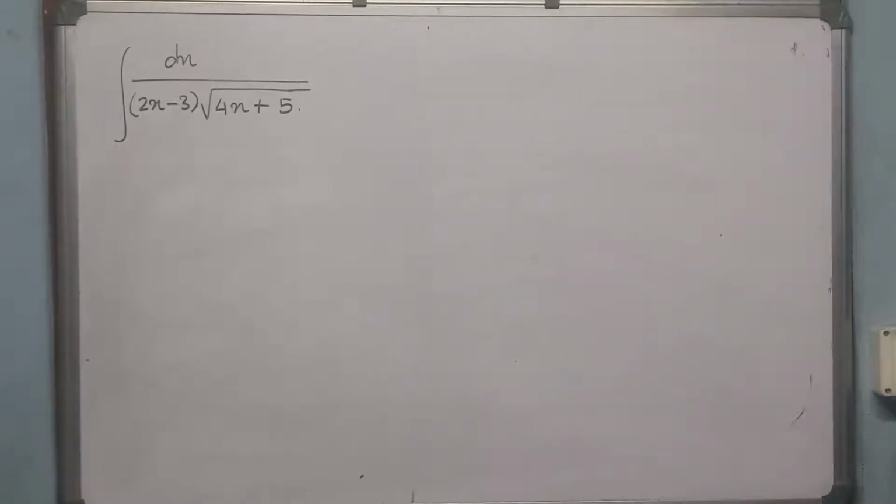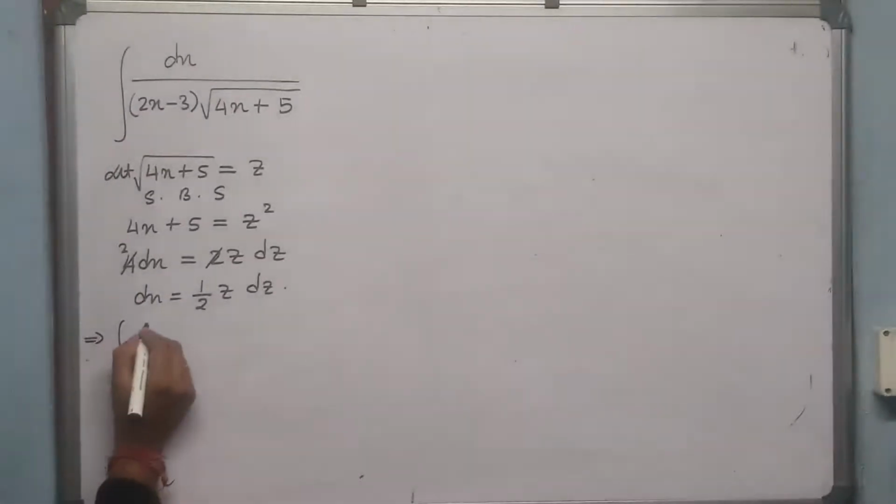Now another question, but the same type of question. This is linear under root linear. For this question also the method is the same. Let under root 4x plus 5 equal z. Now squaring both sides, we get 4x plus 5 equals z square. Now differentiate: 4 dx equals 2z dz, so dx equals 1 by 2 z dz.